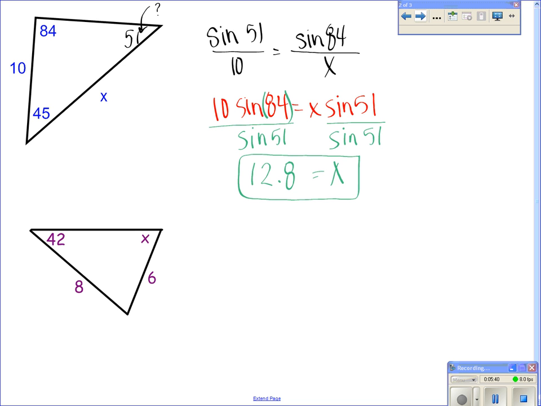Okay, I want you to set this one up, but the process is a little bit different. I'm going to give you a head start to see if we can at least get it set up properly.